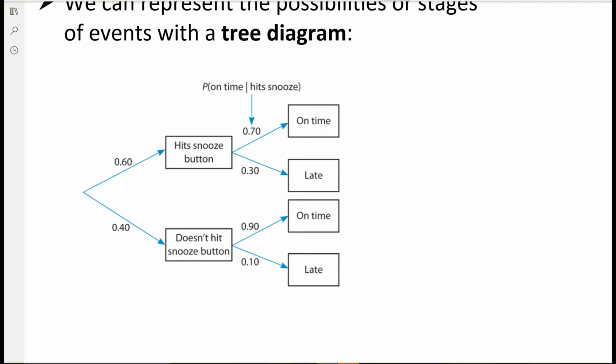Now, if he hits the snooze button, or should we say, given that he hits the snooze button, the probability that he's on time to class is 70%. So notice that this is a conditional probability: the probability that he's on time given that he hits snooze. So these ones here are conditional probabilities.